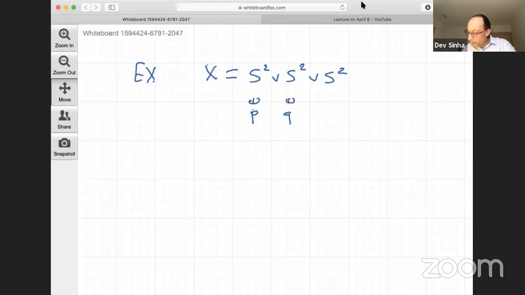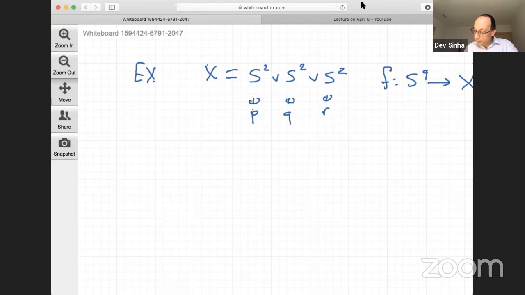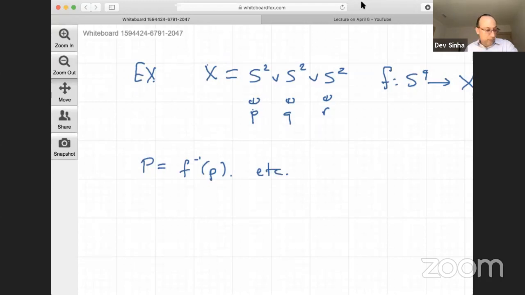I might switch back to the AWW app if this is not as smooth for me, but we'll see. I've got points in each of those, and I want to consider a map from a 4-sphere into X. The approach was to look at pre-images and think about those as how we're thinking about pullback in cohomology. So I let P be the pre-image of little p, etc. And then I let Q and R be the same.